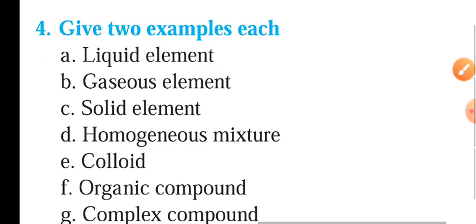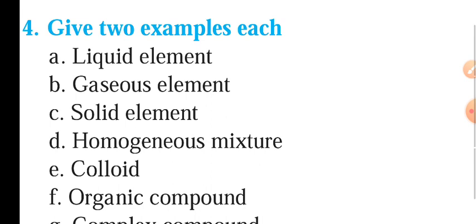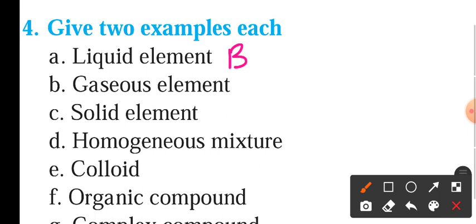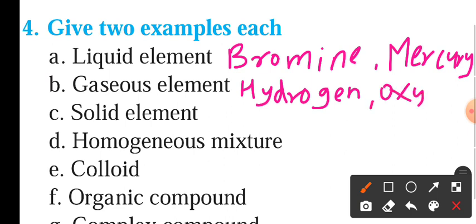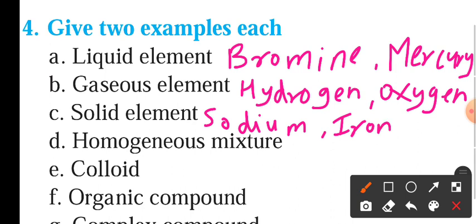Further, give two examples each. Liquid element. First we have to write a liquid element, so you can write bromine and mercury. For gaseous element, you can write hydrogen and oxygen. Many more are there, you can write nitrogen also, chlorine also, various elements you can write. Solid element, you can write sodium. Various metals you can write like iron, silver, gold, a number of them you can write.